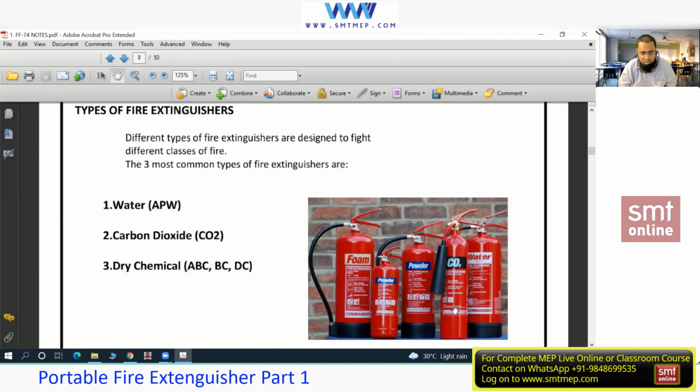Apart from this, you'll also find portable fire extinguishers with a clean agent like HFC-227 or any other gas. Even CO2 comes under clean agent. Similar to CO2, you'll find other types of gas fire extinguishers in special cases, like the clean agent type. But most commonly in actual practice, you'll find the powder type.